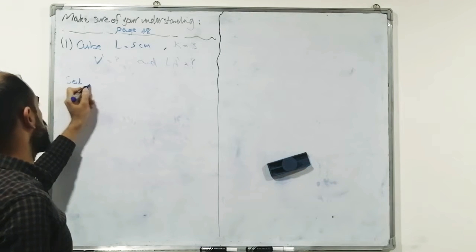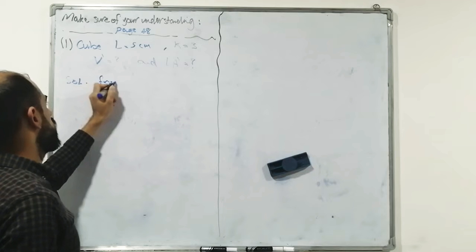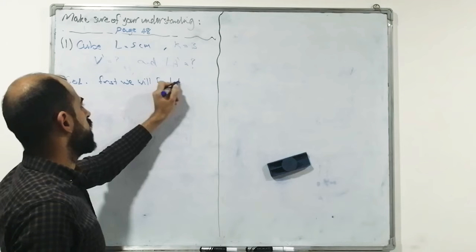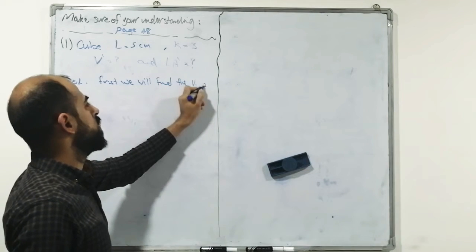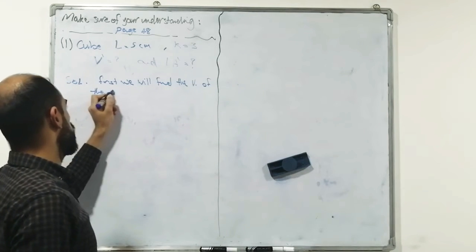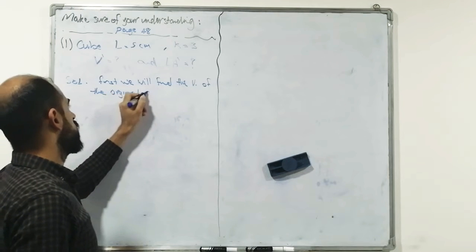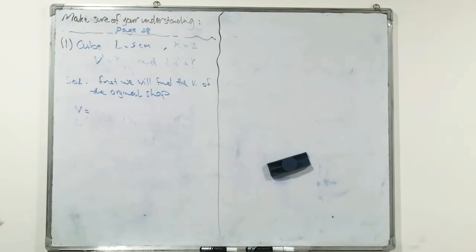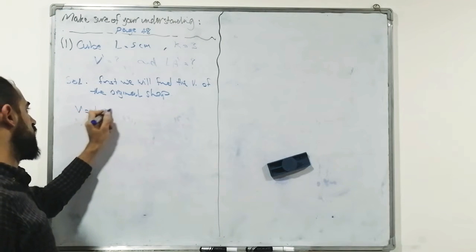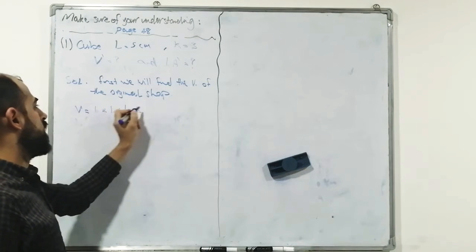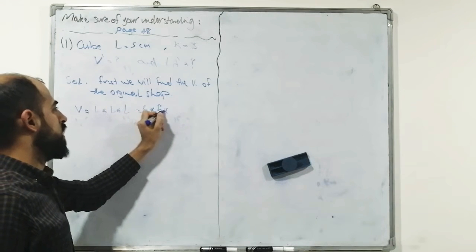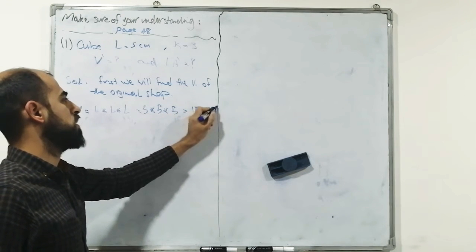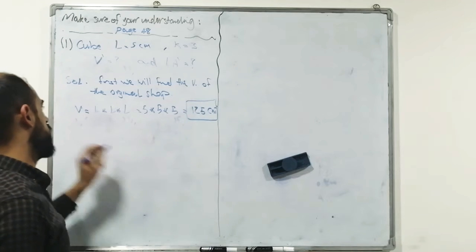So the solution will be, first we will find the volume of the original shape. Since the shape is a cube, the volume is L by L by L. 5 by 5 by 5, 5 by 5 is 25, by 5 is 125 centimeter to the power 3 is the volume of the shape.